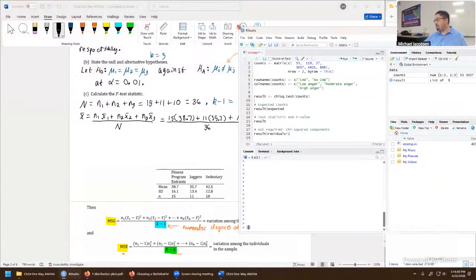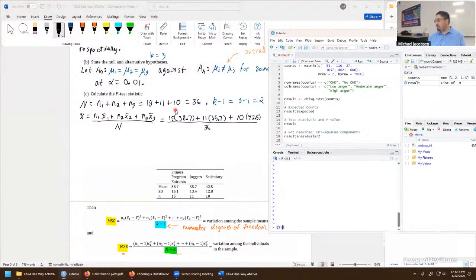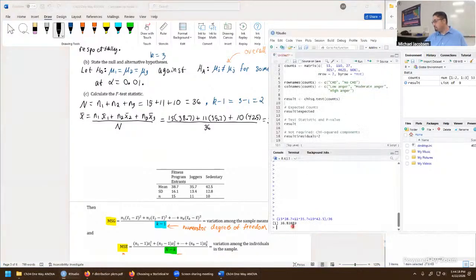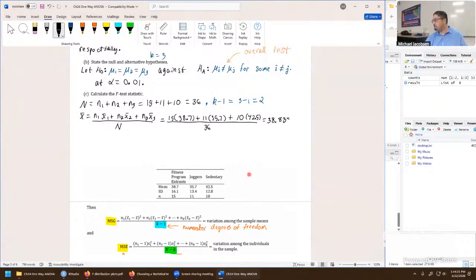So now coming back down over here, throwing all that in the calculator will be 15 times 38.7, plus 11 times 35.7, plus 10 times 42.5. Divide by 36 observations, gives us that as the grand mean. I'll keep, say, 4 decimal places on this. Let me just double check my numbers. Okay, 38.8389. 38.8389. Always good to double check on those values.